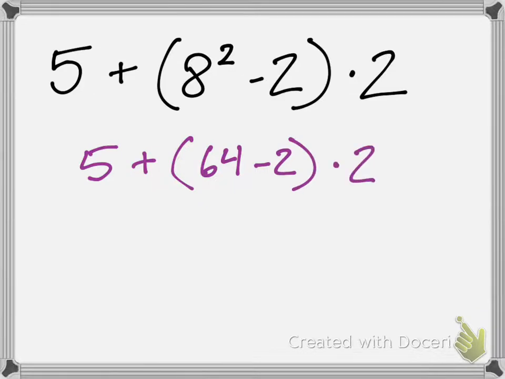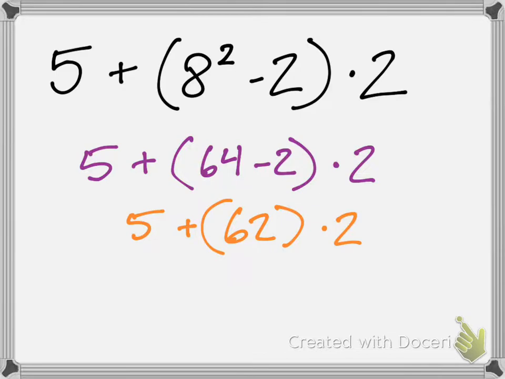Now what do I do? Emmett? 64 minus 2. Wait, I thought that I had to do multiplication before I did that. You gotta do parentheses. Parentheses first. Yes, Emmett. So 64 minus 2 becomes 62. Then I have 5 plus 62 times 2. What's our next step, Sean?